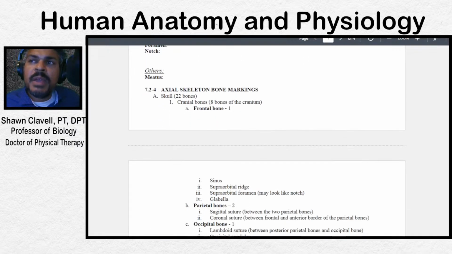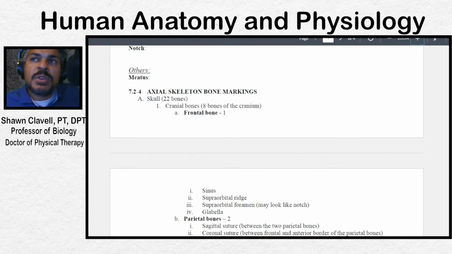But then we get into the bony landmarks, and this is the other part that we want to go over here. So you can see here, we talk about the skull. The skull is comprised of 22 bones.